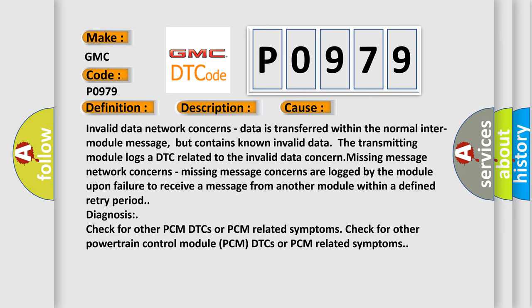Diagnosis: check for other PCM DTCs or PCM related symptoms. Check for other powertrain control module DTCs or PCM related symptoms.